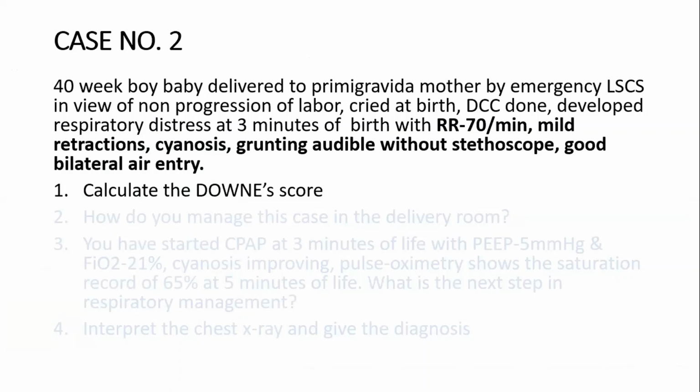Okay, sure, sir. So there is a 40-week baby boy delivered to a primigravida mother by emergency LSCS in view of non-progression of labor. Baby cried at birth and DCC was done, but developed respiratory distress at 3 minutes of birth with a respiratory rate of 70 per minute, mild retractions, cyanosis, grunting which was audible without stethoscope, and with good bilateral air entry. Calculate the Downe score of this baby.